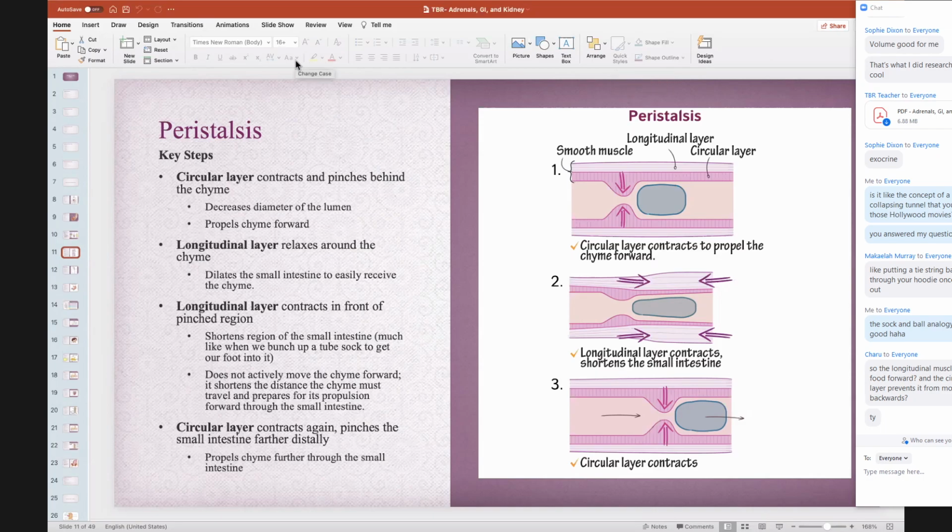All right, any other questions on peristalsis? Peristalsis is just the process by which circular and longitudinal layers contract and relax to push the chyme forward. Alrighty. Get rid of the drawing.